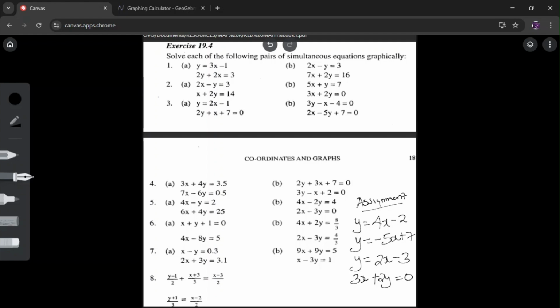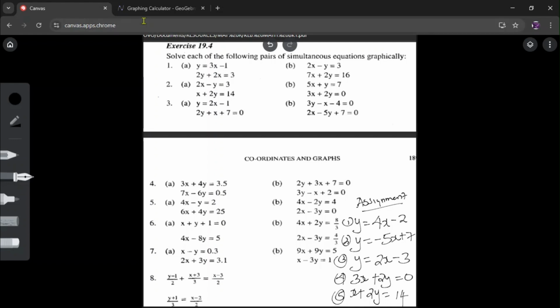The last one I want you to attempt, let me pick number 2: x plus 2y equals 14. So these are number 1, number 2, number 3, number 4, and number 5. This is the assignment I'm giving. You can feel free also to attempt any other, because by practice we are able to understand better.